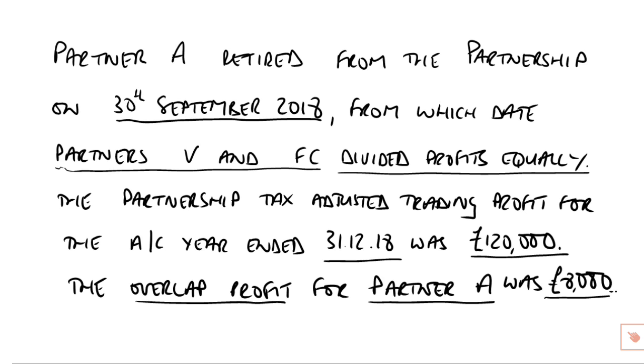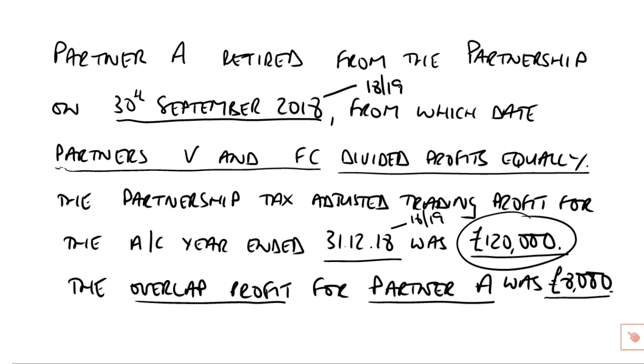V and FC will just be normal continuing partners, and therefore they will be assessed using CYB for the year ended December 18, which will be assessed in 18-19. It'll be a normal CYB assessment. We'll do the division of that profit in a moment's time. Partner A, who has retired, left the partnership on the 30th September 18. That, for our purposes, is the date that A ceased trading. That date is in the 18-19 tax year, so we now know his final tax year.